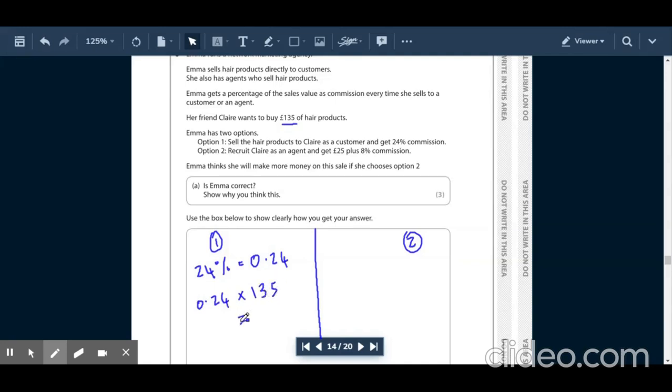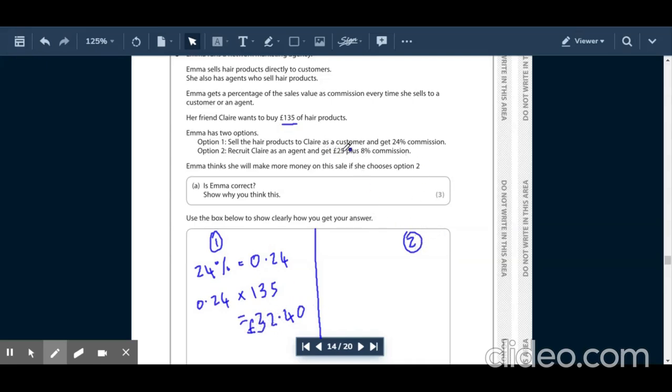If I type that into my calculator, it's going to come up as 32.4. Remember, it's money, so I'm going to put a pound sign and a 0 at the end. So if she does option 1, she's going to receive £32.40.